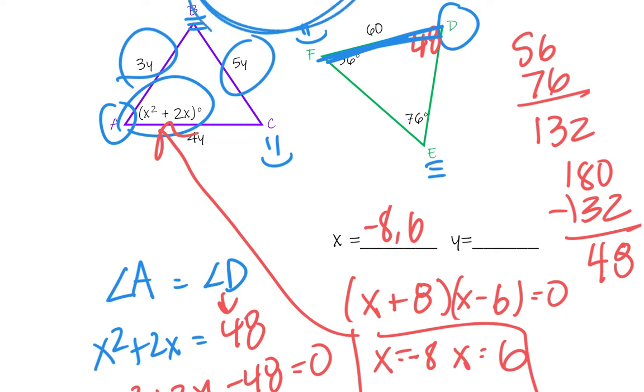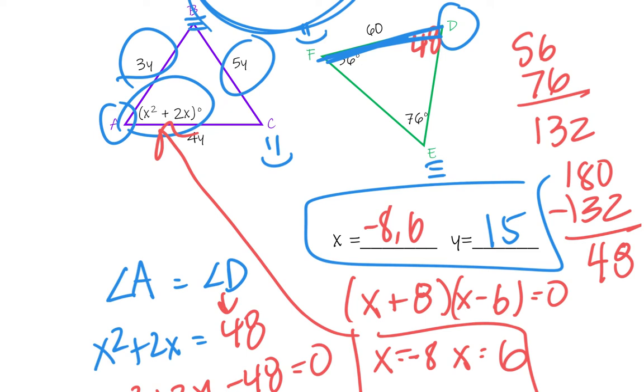Okay, so AC was labeled with 4y, and DF was labeled with 60. So if we divide by 4, y has to be 15. And that's it.